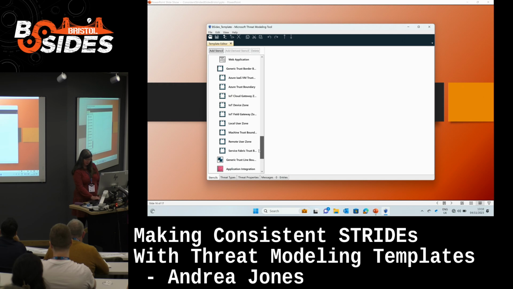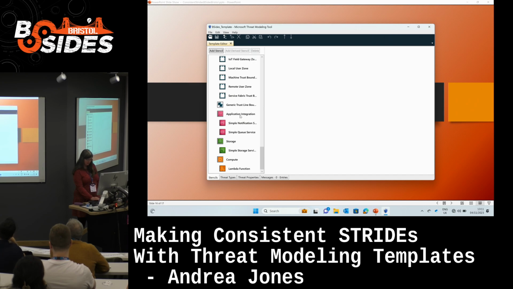Here are our trust boundaries. You can have a trust boundary either as a rectangle around a whole section, or you can put a generic trust line boundary in if you just want to mark a certain point as a trust boundary. And what you do when you set your threats up is include that trust boundary. So "flow crosses a trust boundary" is the condition you use, and that's what generates this particular threat.